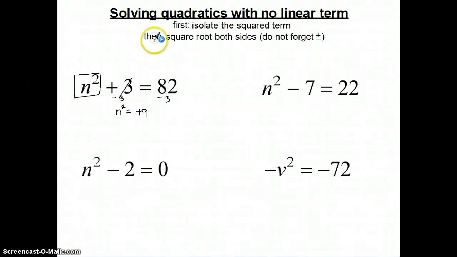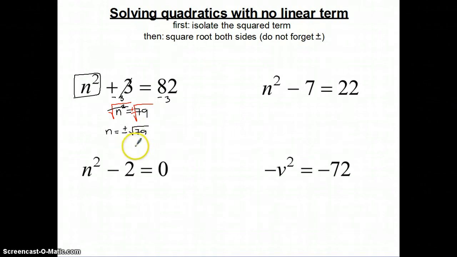From here, we are going to square root both sides. Do not forget the plus or minus. So I insert a radical on the left over my n squared and on the right over my 79. Over the 79, I can't forget the plus minus. On the left, the radical and the exponent cancel, leaving me with just n, and that equals positive or negative square root of 79.